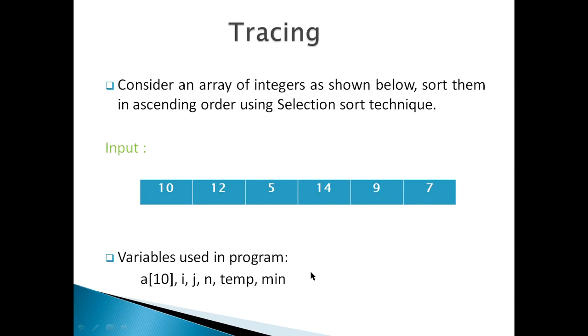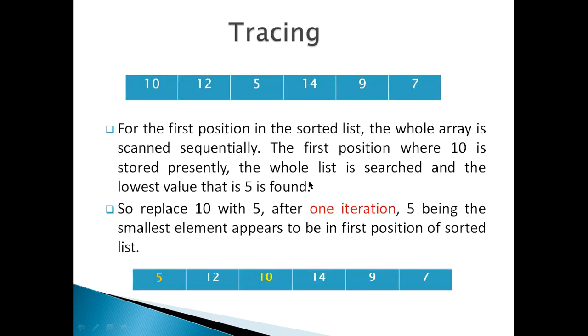What are the variables we use in this program? Array A, I, J, N, temp and min. Now this is our given array. What is the procedure? First, you assign the minimum as the first element for the first position. We assume this. Now for this first position, we will try to find the minimum, so the whole array is scanned sequentially. Where is our first element? 10 is present here, right?